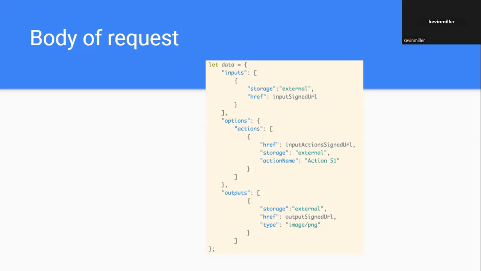So in this example right here, we're passing in an image that we want to run a set of actions on. Here I've specified which action name I want to run, and inside of here, I'm passing in a signed URL with those actions in it. Photoshop has its own file format that it uses for actions. So you can create your actions inside of the desktop application, save that file out, and then upload it into the service so you can reuse those actions on, let's say, 1 million images. And then you also specify the outputs here. So that's basically what the body of the request looks like.